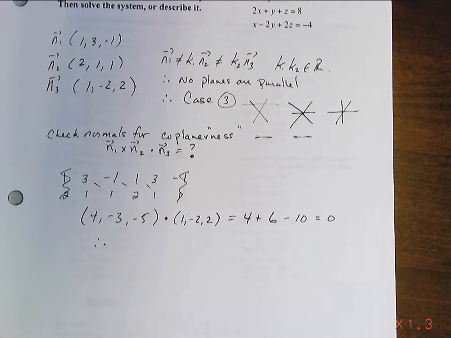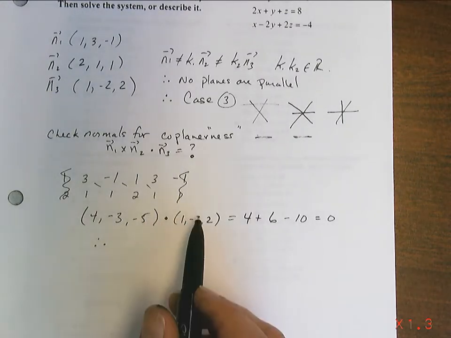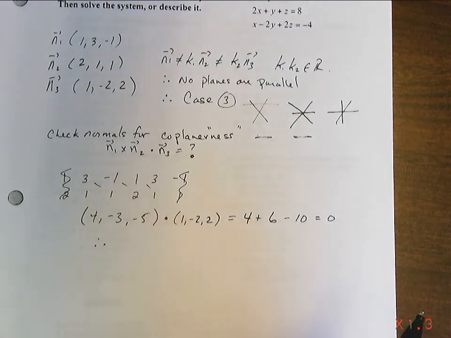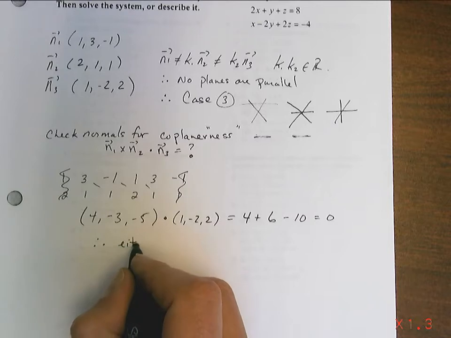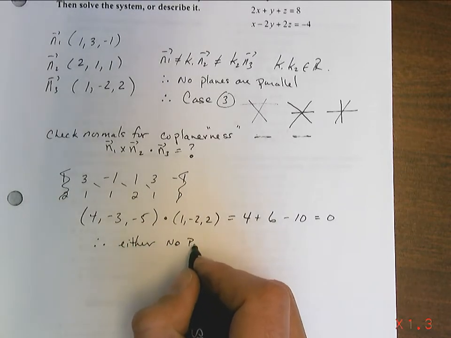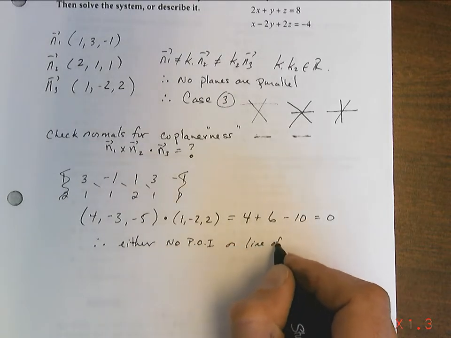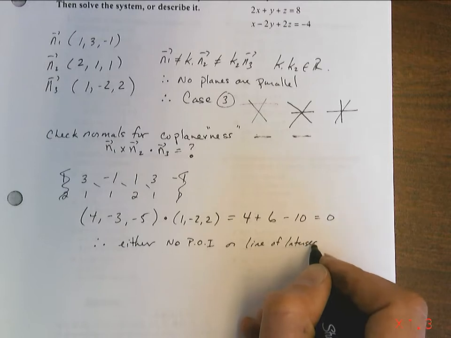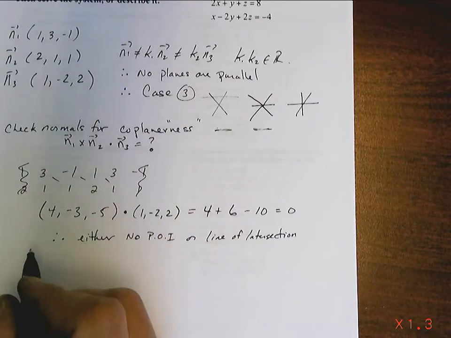Something new every day. There you go. Let's make sure I did everything right. 4 plus 6 minus 10. Looks good. All right. So therefore, either no point of intersection or line of intersection. Okay, so let's take two of the planes.